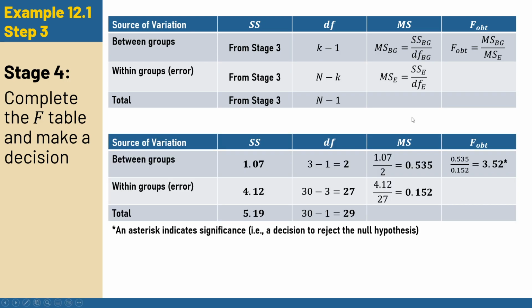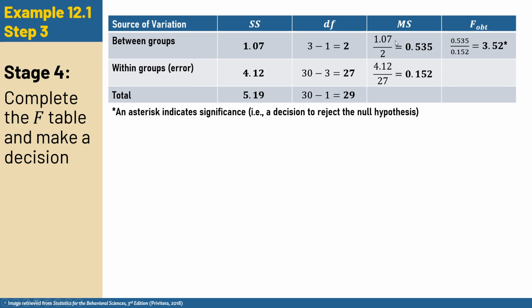So here are our values, so you can see them all here. Again, these are coming from the previous slide. Degrees of freedom we previously calculated, but I calculated again here for you. And then mean square between groups is simply 1.07 divided by 2 equals that. Same thing for mean square error, and then we'll divide the two to get our F statistic. And so I just moved the table up here to give us some room.